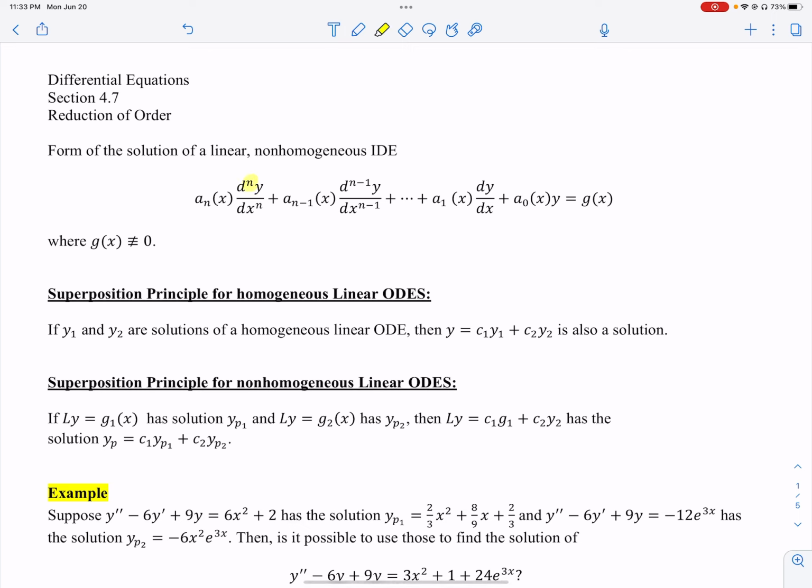A lot like this. Nth power, no longer just a second. We are going to apply the superposition principle here. What this says is that if I have two solutions to a homogeneous linear ODE, let's remind ourselves of what homogeneous means. Homogeneous means that this g of x would be equal to 0. If both of those are homogeneous, then we have a new solution where we can take C1 and C2, new constants, and multiply them by each of those solutions and add them together to make a new solution.